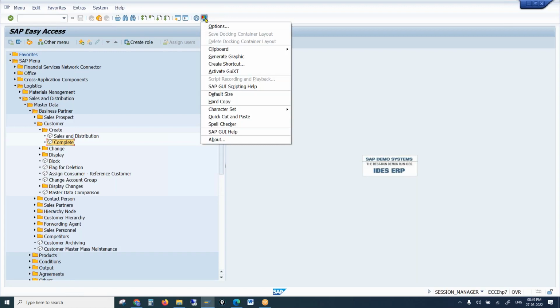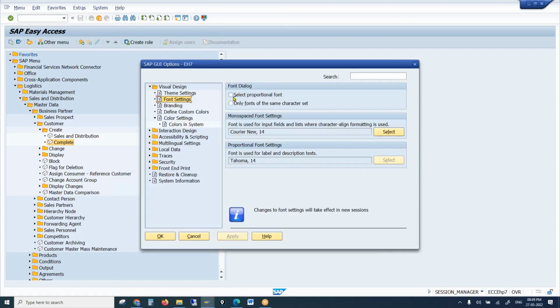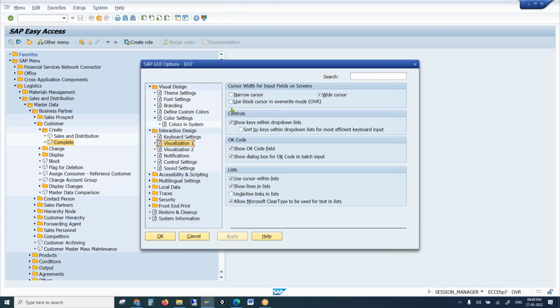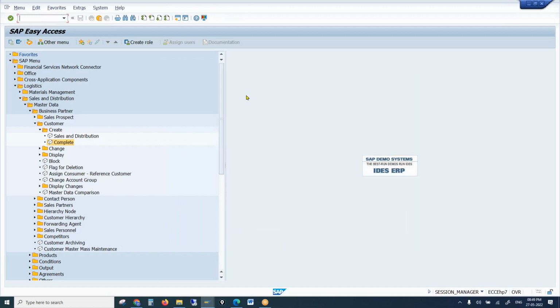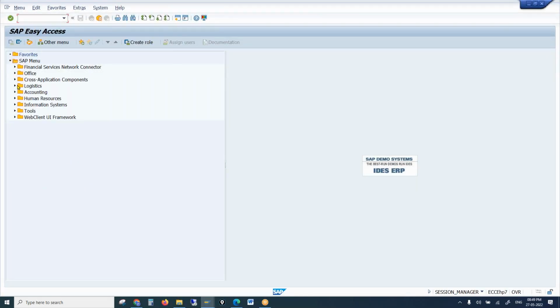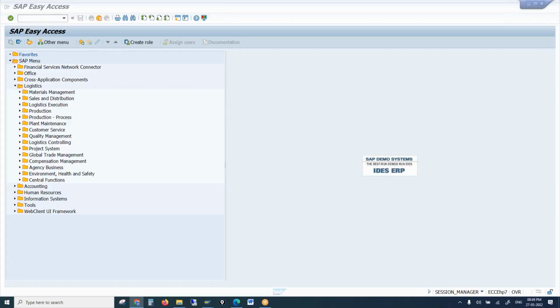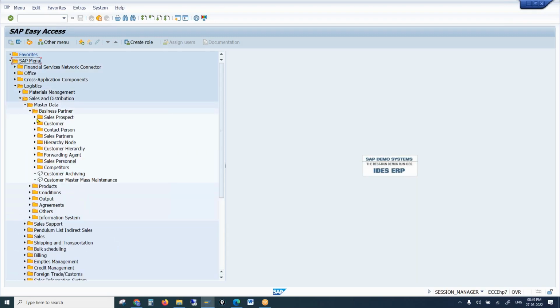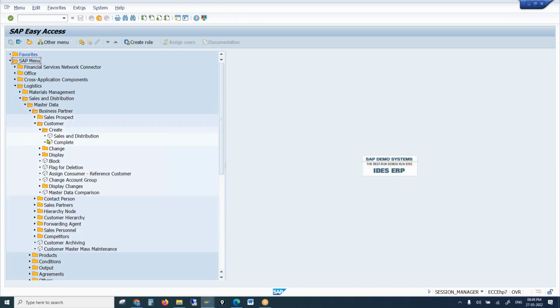So here it's not showing. Let me do this, one moment. Select the setting to activate it, the visualization, and show the drop-down list. Okay. Let me go to Easy Access again: Logistics, Sales and Distribution, then Master Data, Business Partner, Customer, Create. Maybe I need to log in again. Sorry, we need to log in again because we didn't change it.